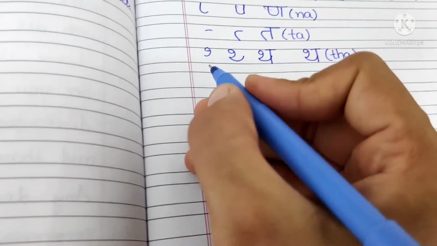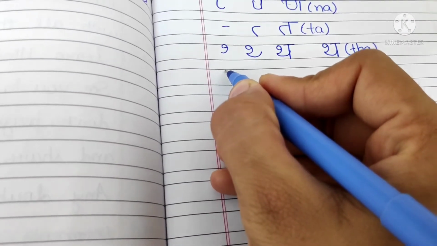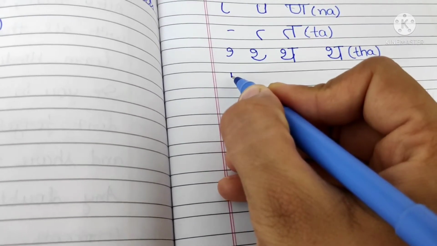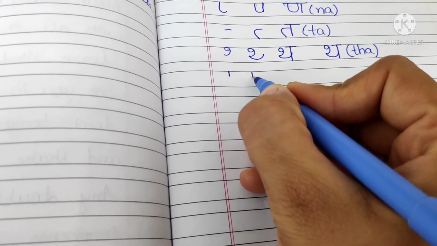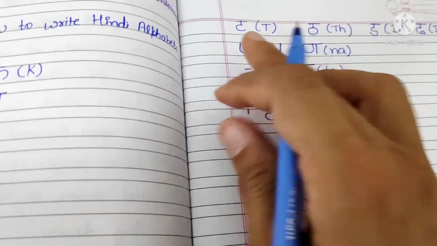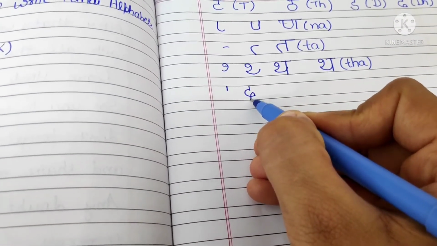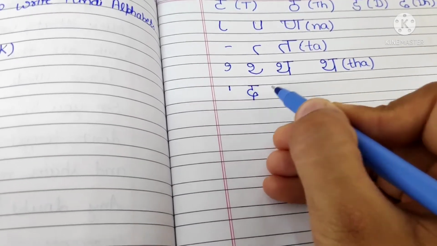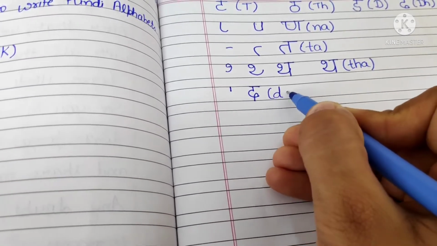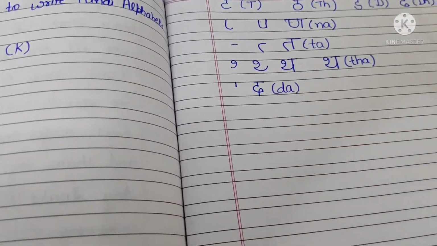Next alphabet comes the. So how can we write the? For the we can make first this standing and then sleeping line. So this is our ta as we have written here, and then if we turn like this, this is our the. This is the alphabet in Hindi.